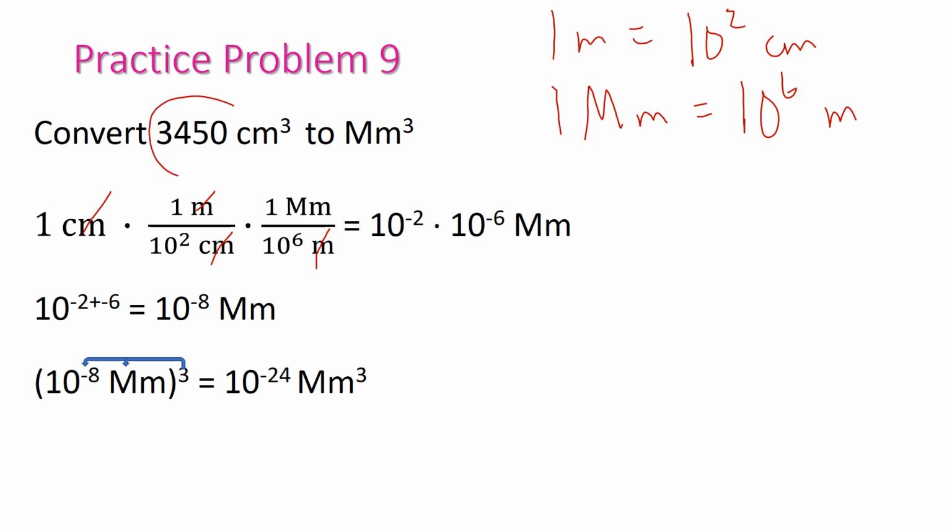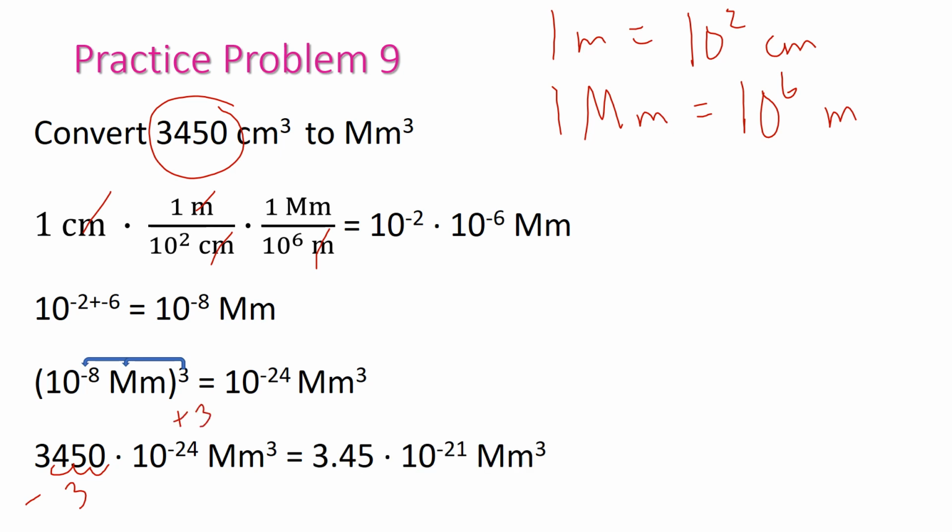But we're converting 3,450 of these, so we multiply 3,450 times 10 to the negative 24th. We need to take away 3 orders of magnitude, 1, 2, 3. So we will add those back. Negative 24 plus 3 is negative 21, and this is your final answer.